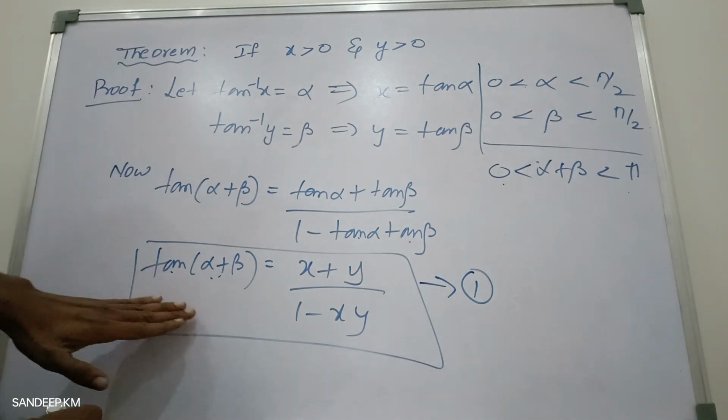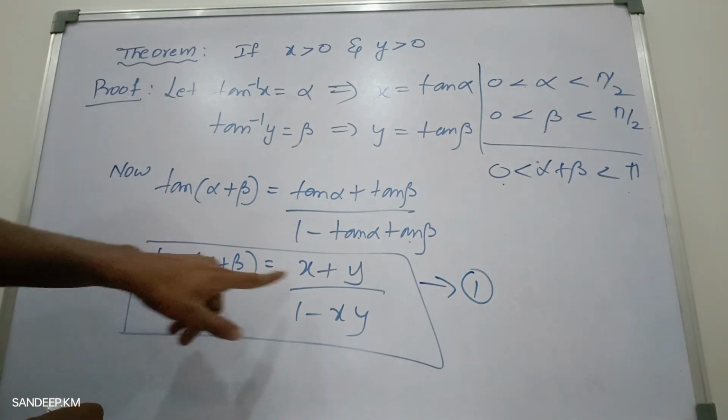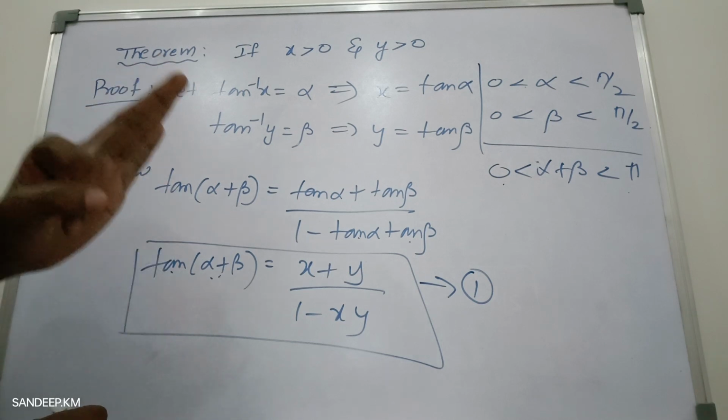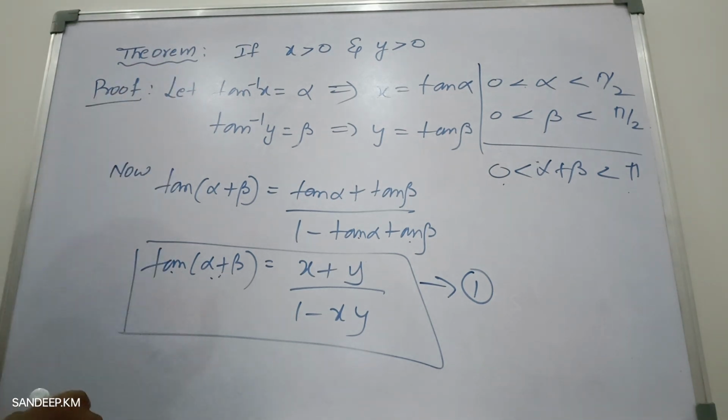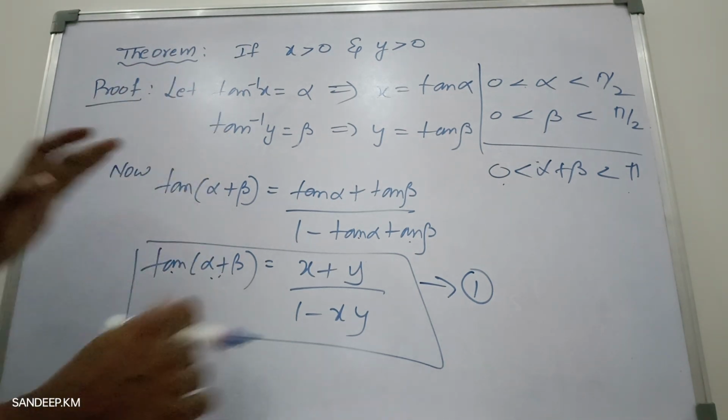Okay now. So remember this. Tan of alpha plus beta is equal to this. Okay now. From here we have three cases. Case 1. What if x into y is less than 1?